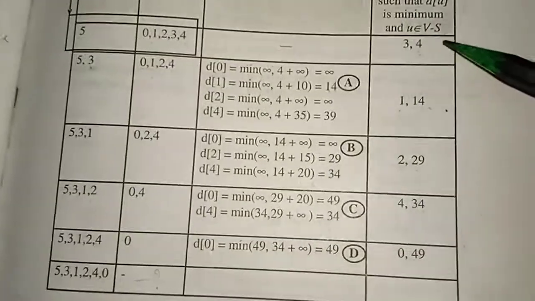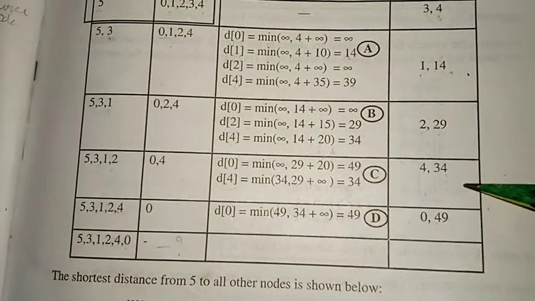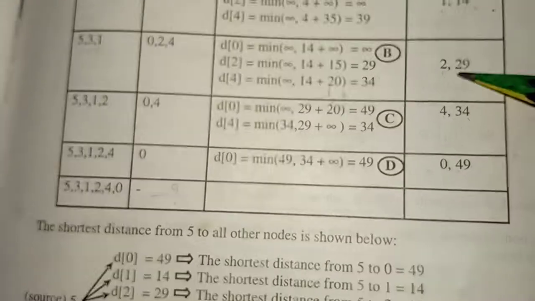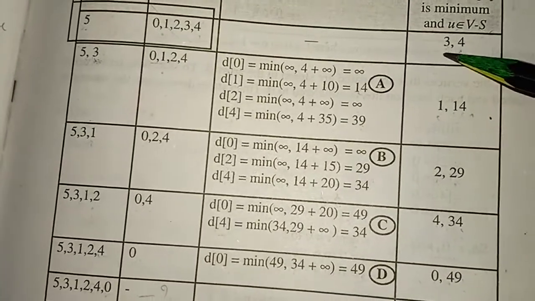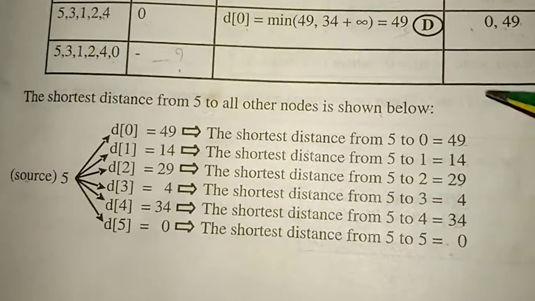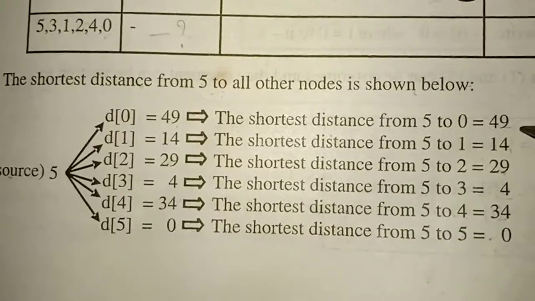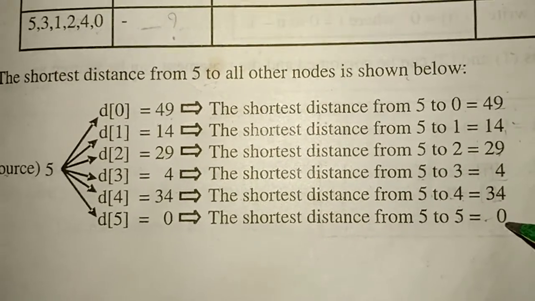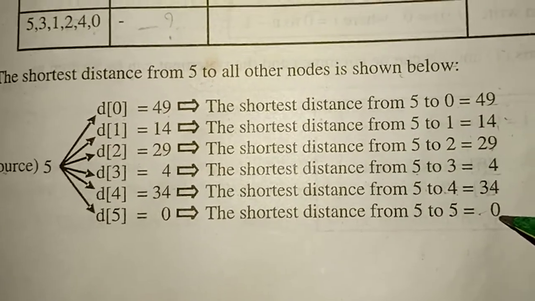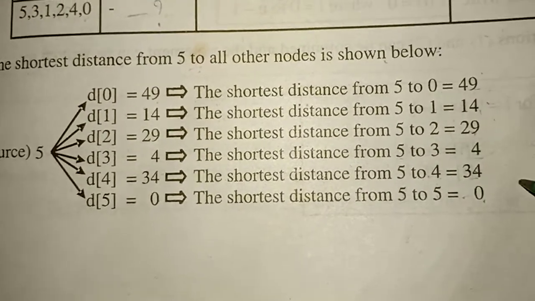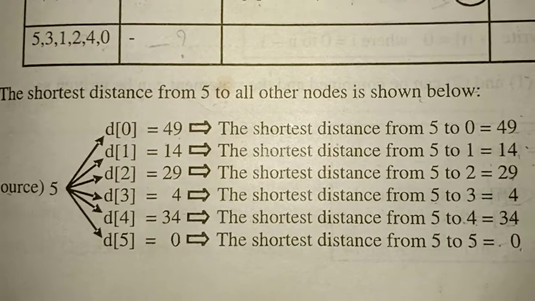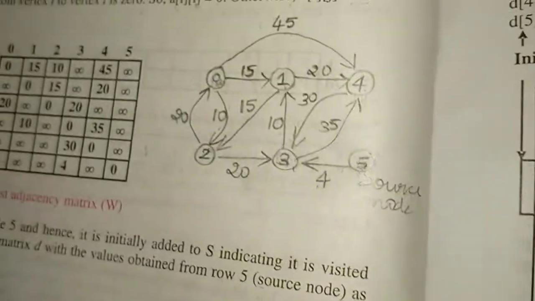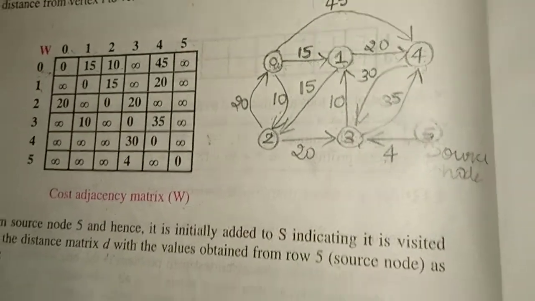You can see here the values. Okay, d of 0 is 49, d of 4 is 34, d of 2 is 29, d of 1 is 14 and d of 3 is 4. So these are the minimum. See, there will be n number of paths, but you get only the minimum paths. Okay, this is about Dijkstra's problem, which is very important, and this problem is asked for 8 to 10 marks in your final examinations. Okay, this is about the Dijkstra's algorithm and Dijkstra's problem.